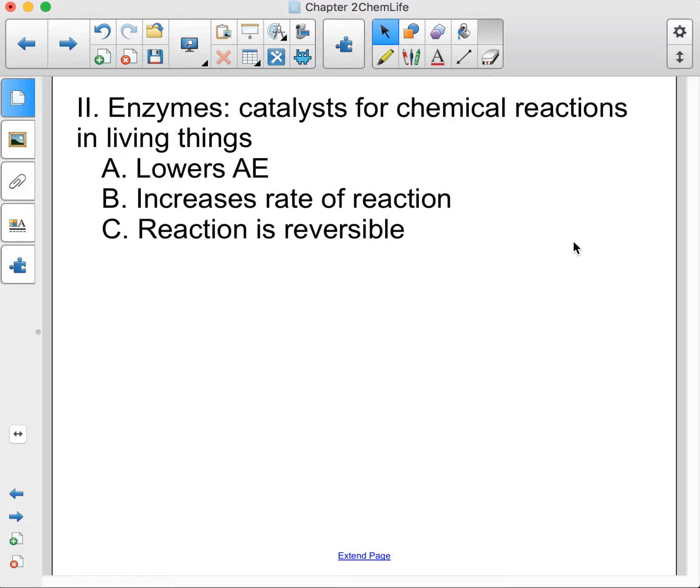So enzymes are catalysts for chemical reactions in living things. They jumpstart chemical reactions. They lower that activation energy level, so important things can happen. It lowers activation energy and increases the rate of reaction because it binds to the reactants, and then forces the chemical reaction to take place. Causes that collision, matchmaker. The reaction is reversible. Okay.